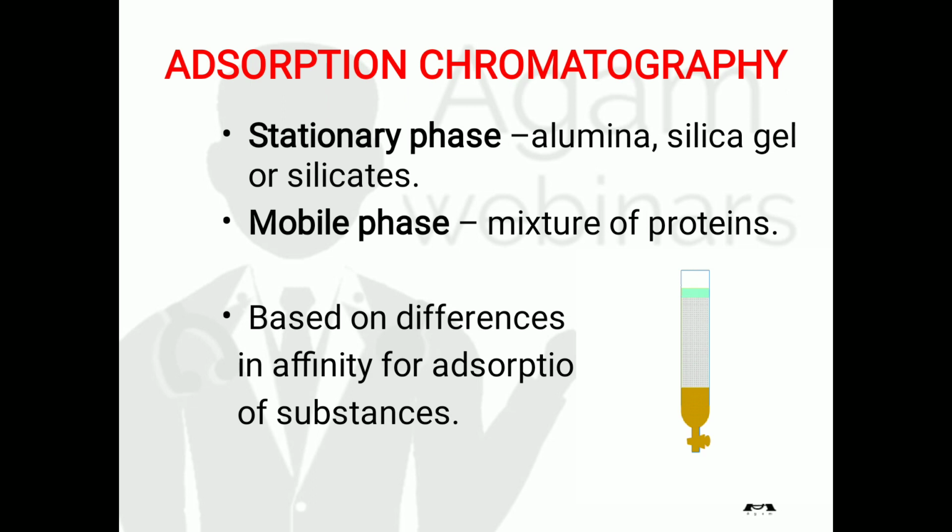Moving on to the first type, it is adsorption chromatography. See this picture first, and I'll explain. The stationary phase is alumina or silica gel or silicates. The mobile phase is a mixture of protons. Here, what is the principle? It is based on the difference in affinity for adsorption of substances. Substances get separated. See this picture.